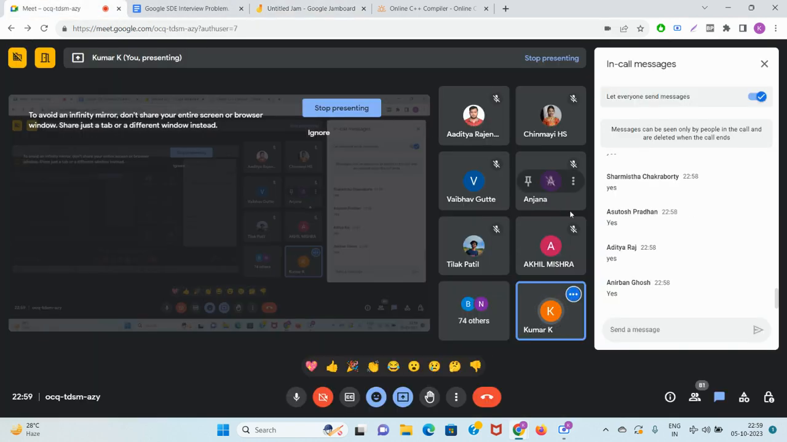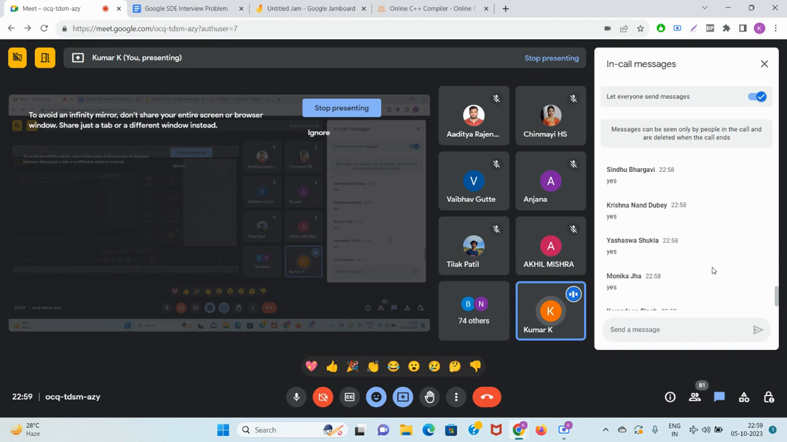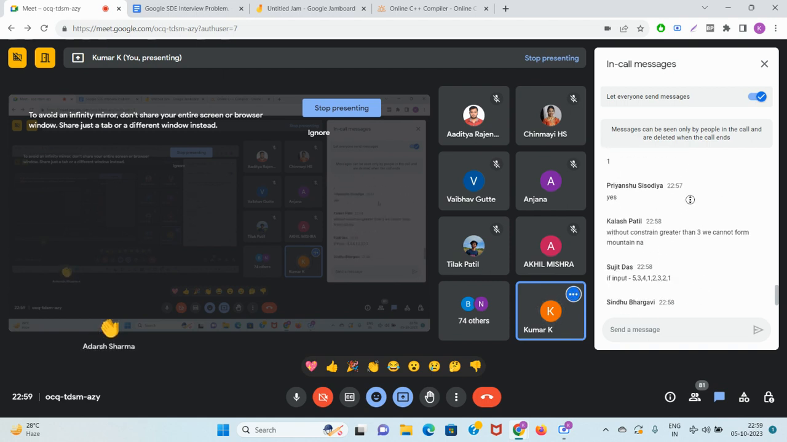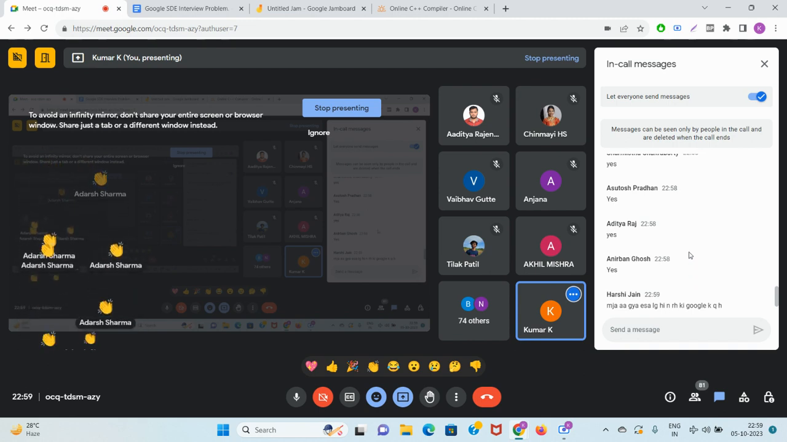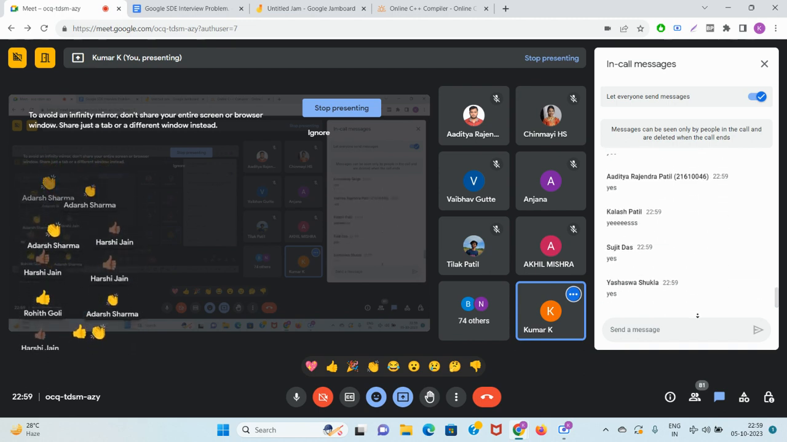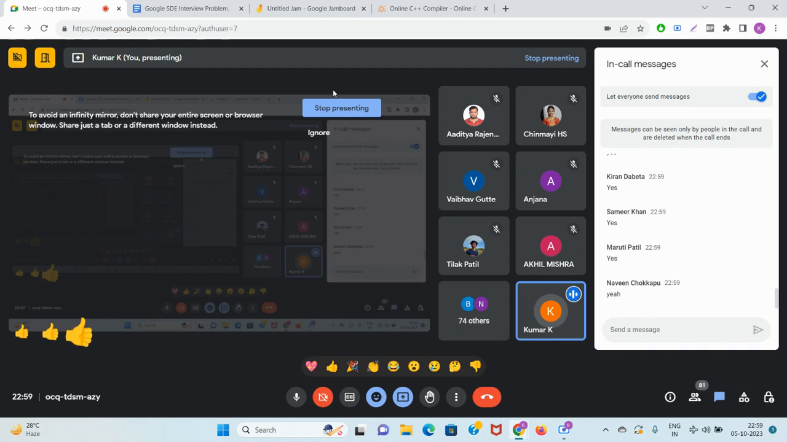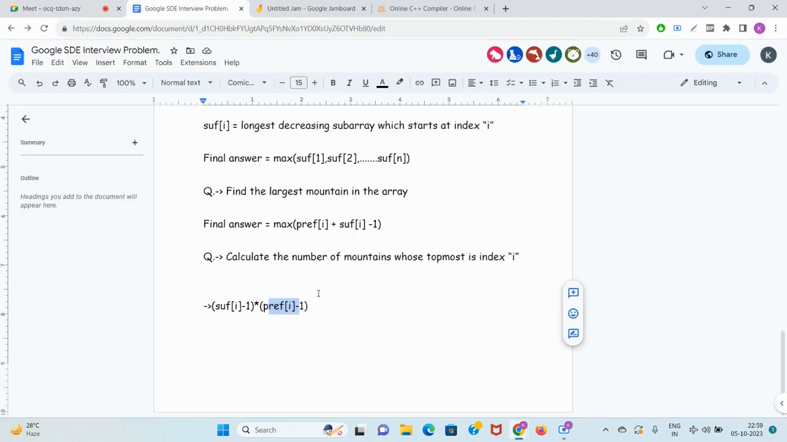Clear guys? Everyone start writing yes in the chat. Everyone start reacting with the emojis. Guys, start writing yes. Quick, guys.